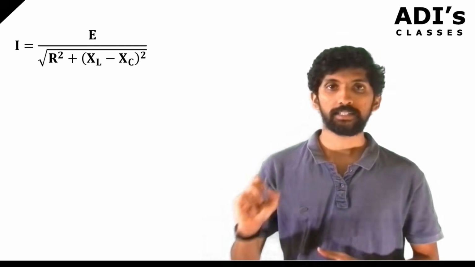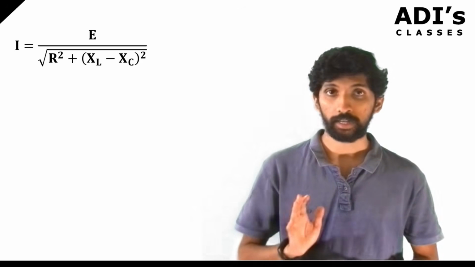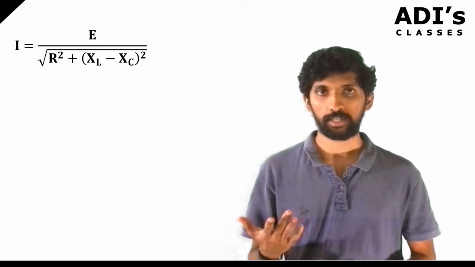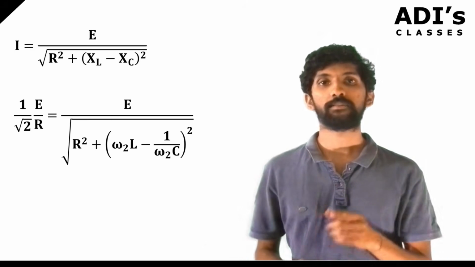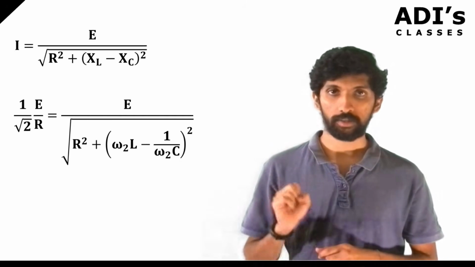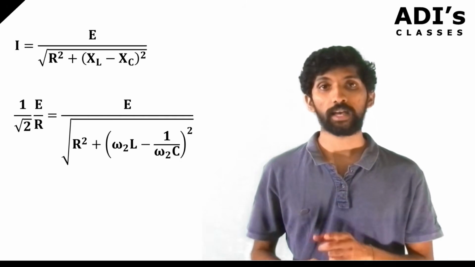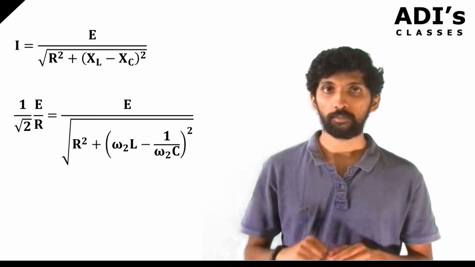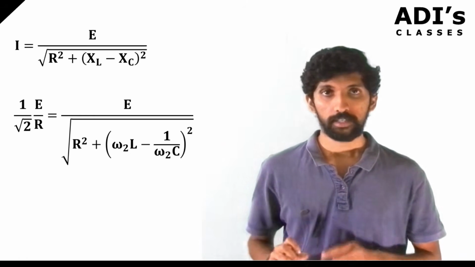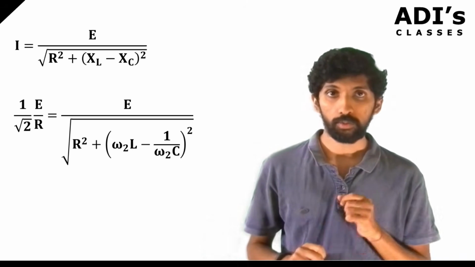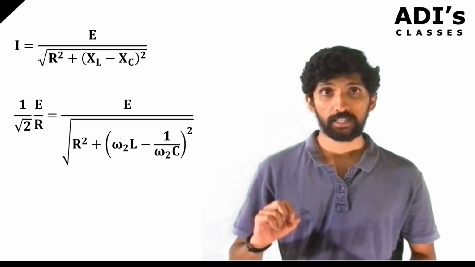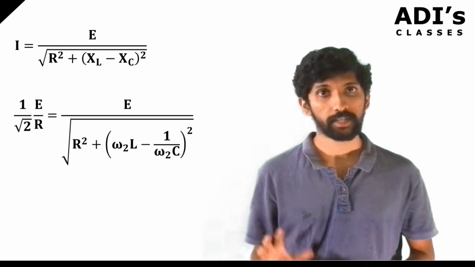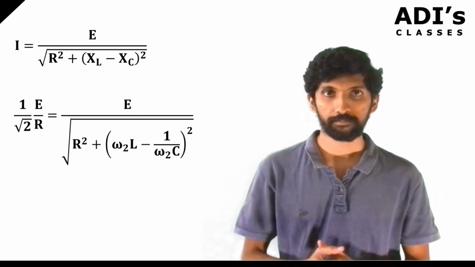Now let's say we have omega 1 and omega 2. We'll consider any one of them. Let's say we are considering omega 2. So we have E divided by root of R square plus (omega 2 L minus 1 by omega 2 C) whole square, is equal to 1 by root 2 times E by R. See, why E by R? Because at resonance the maximum current comes, which is nothing but E by R, correct?